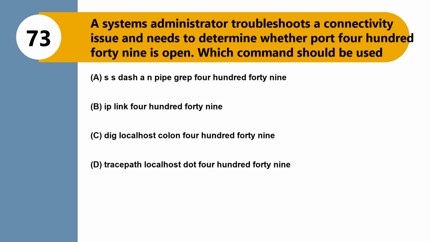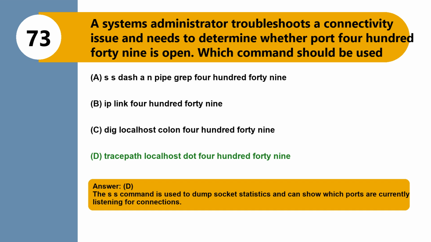Question 73. A systems administrator troubleshoots a connectivity issue and needs to determine whether port 449 is open. Which command should be used? Option A. ss-an pipe grep 449. Option B. ip-link 449. Option C. dig localhost :449. Option D. tracepath localhost.449. The correct answer is option D, tracepath localhost.449. The SS command is used to dump socket statistics and can show which ports are currently listening for connections.